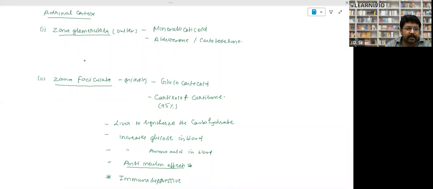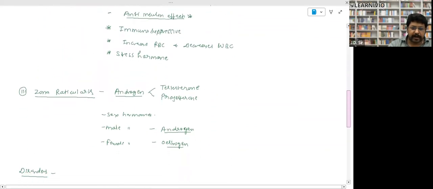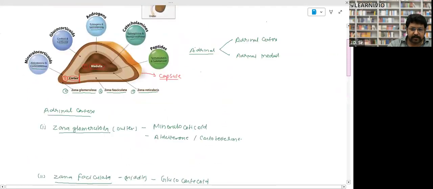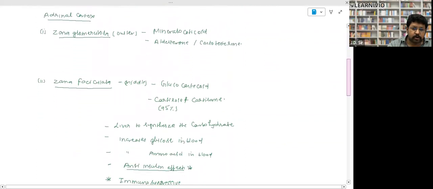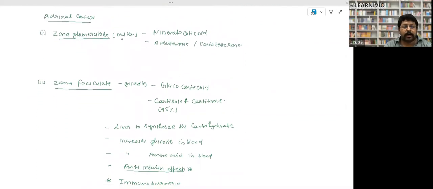The adrenal cortex has three further layers: zona glomerulosa, zona fasciculata, and zona reticularis. The cortex is this outer part. Zona glomerulosa, the outermost layer, releases mineralocorticoids, meaning it maintains the balance of minerals, for example aldosterone and cortisone. Then another layer is zona fasciculata, the middle layer. It releases glucocorticoids, meaning it maintains the balance of glucose.